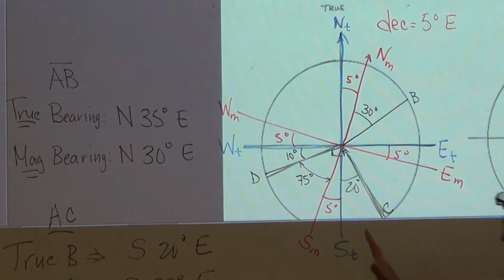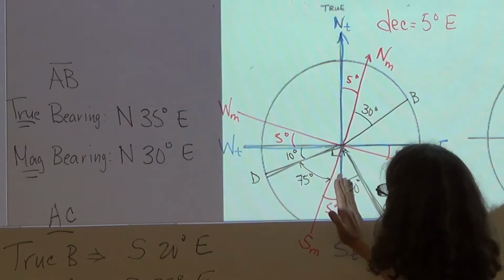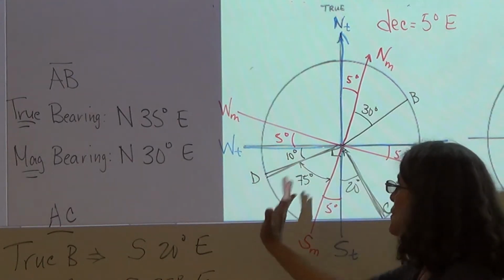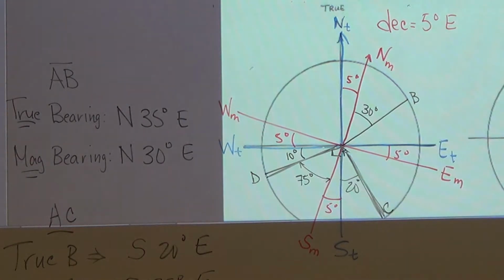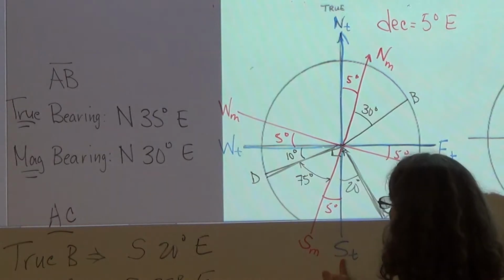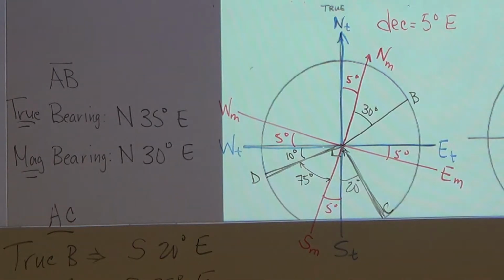So bearings are always measured from the north or the south, and they go either to the east or to the west. It's coming from the south and going towards the west, so it's southwest, and it's 80 because the angle between the line in question and true south is 80. Okay, how about the magnetic bearing, Patrick? 75 degrees southwest.